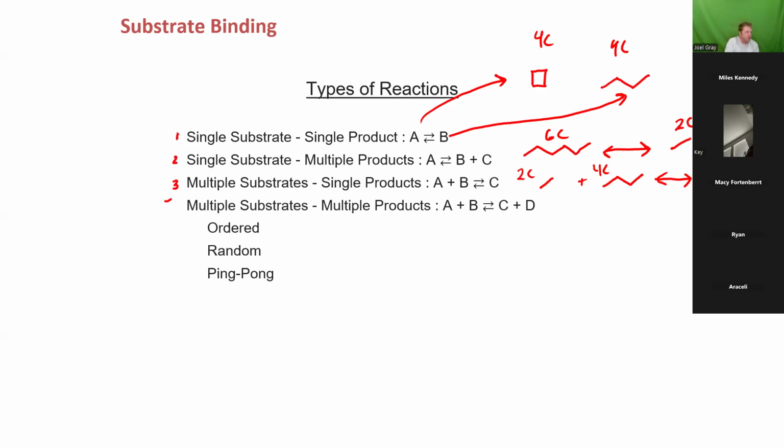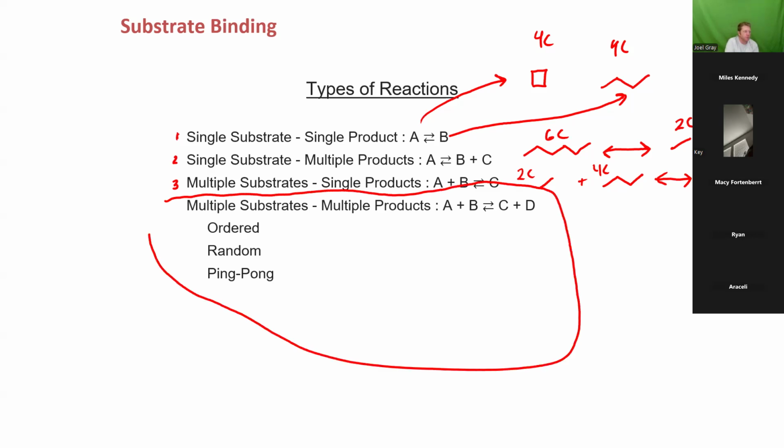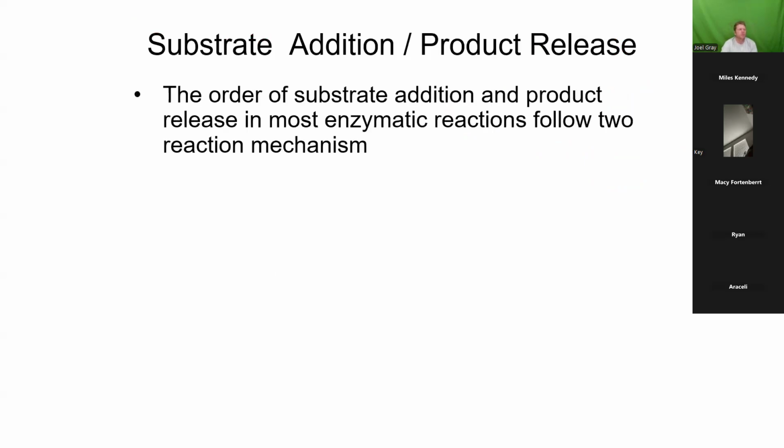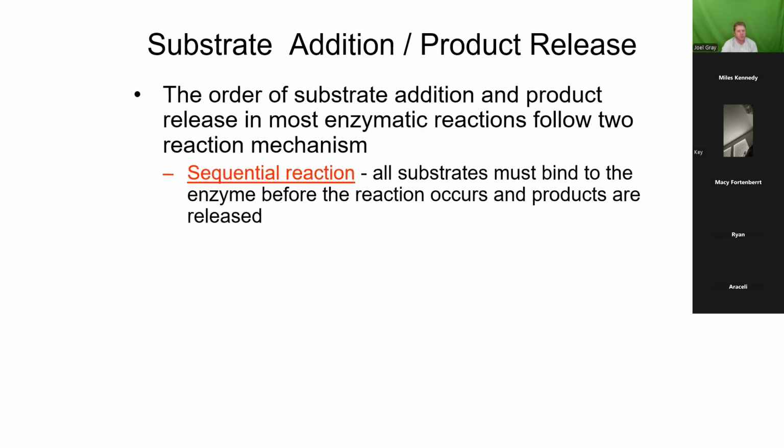What we're doing now is we're just looking at these right here. Multiple substrates going to multiple products. Now, the order of substrate addition and product release in most enzymatic reactions follows two reaction mechanisms. They are sequential, so the order of substrate addition and product release.